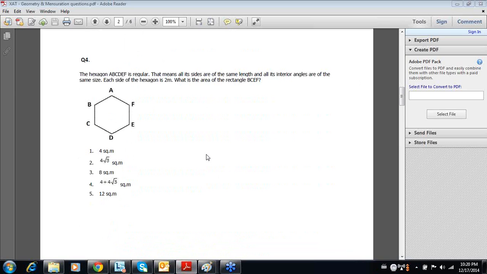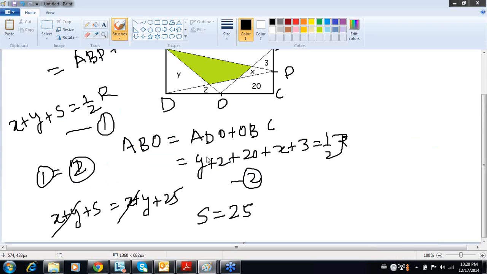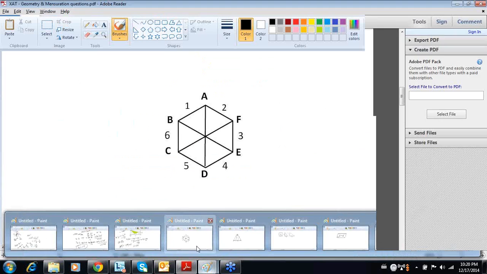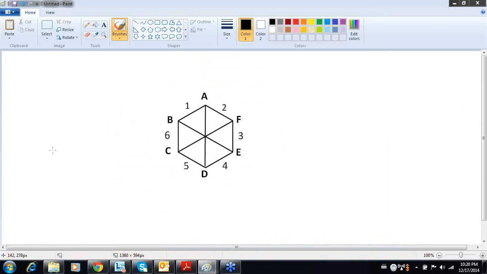Okay. Now moving on to question number 4. Hexagon ABCDEF is regular. What is the area of BCEF? Okay, this is the hexagon. Now we have to find out the area of BCEF. So in a hexagon, all these triangles, let's say BOC, BOA, all will be what? Equilateral triangles.